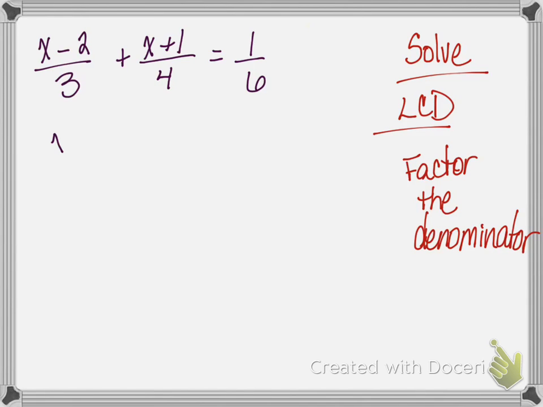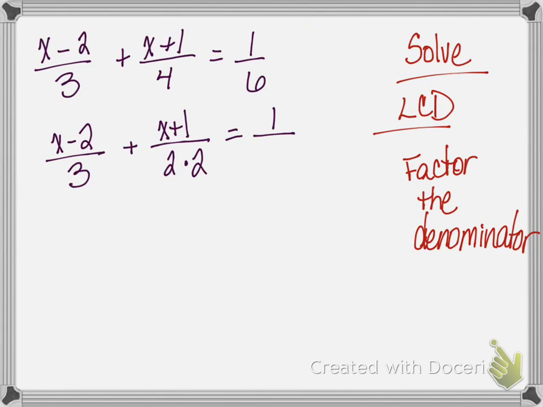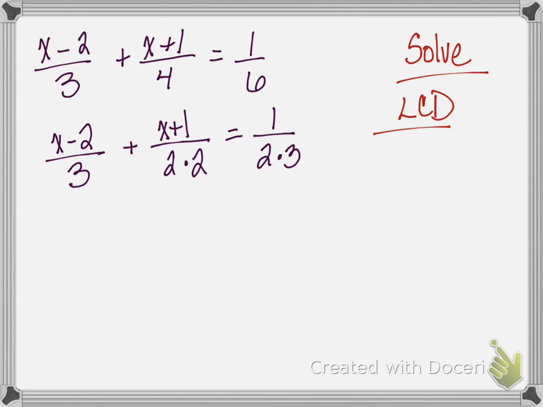So I have x minus 2 over 3. Can I break that 3 down anymore? No, it's a prime. I can't break it down. Okay, now I have x plus 1 over 4. What does 4 break down to? 2 and 2. Okay, and then I have 1 over 6. What does 6 break down to? Excellent. 2 times 3.